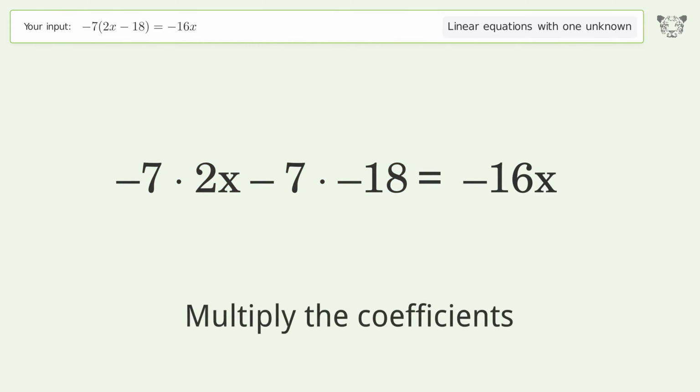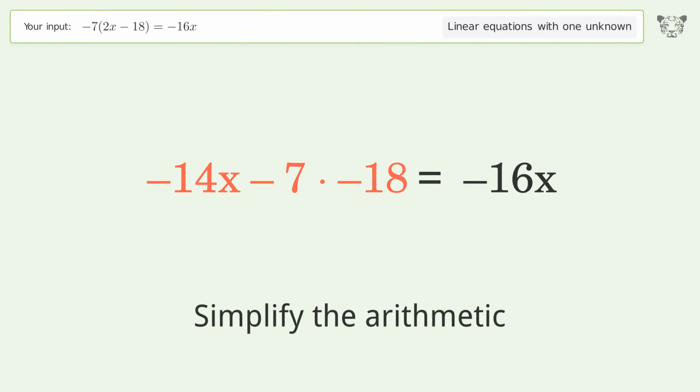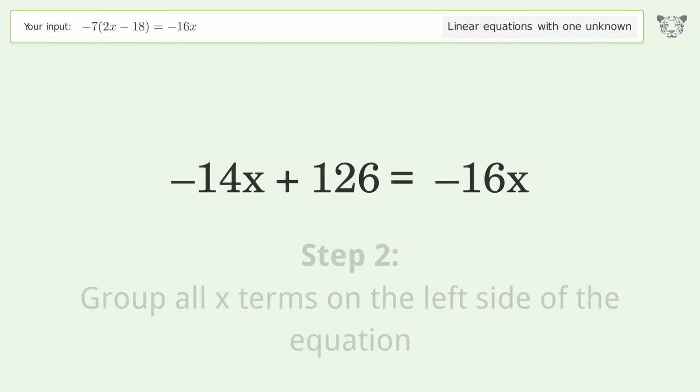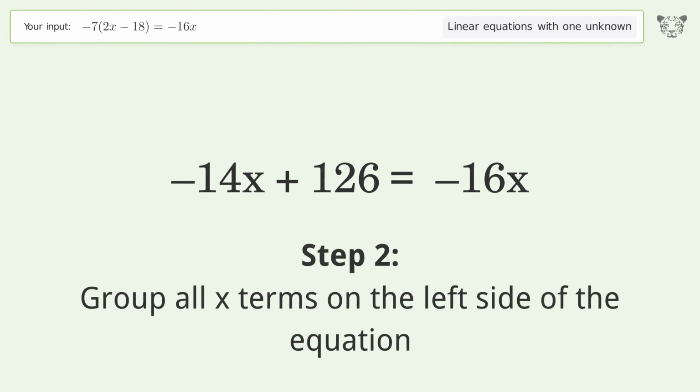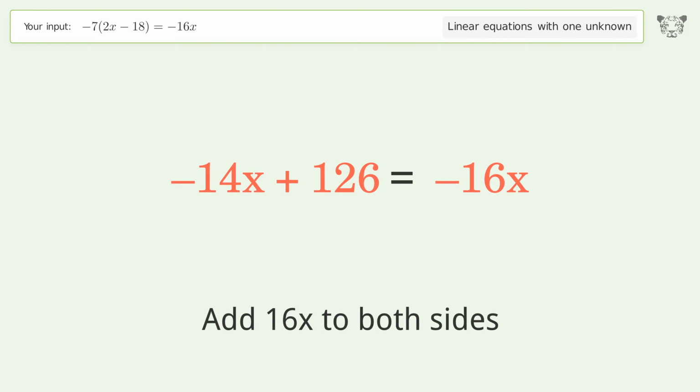Multiply the coefficients. Simplify the arithmetic. Group all x terms on the left side of the equation. Add 16x to both sides.